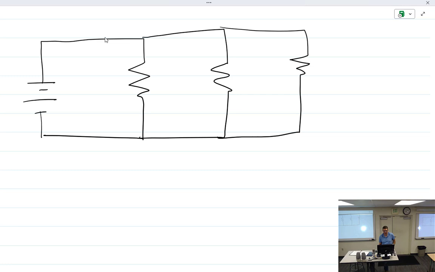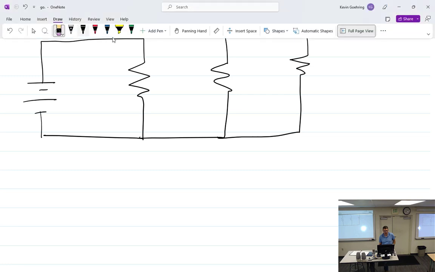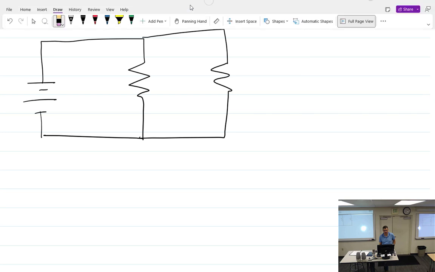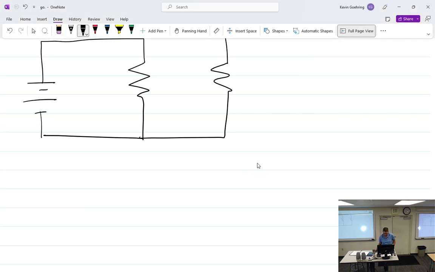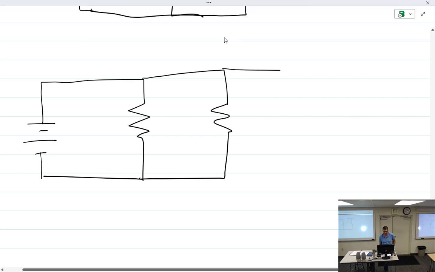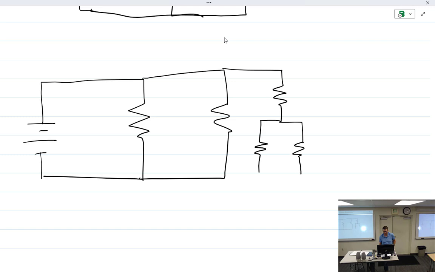Let's do this. Hang on. Oh, didn't want all that to go away. There we go. So you have 12 ohms here, 6 ohms there. We'll do 6 ohms here. Let's do 4. I'm making up stuff now. 4 and 2 right there. We'll make this a 12-volt battery.